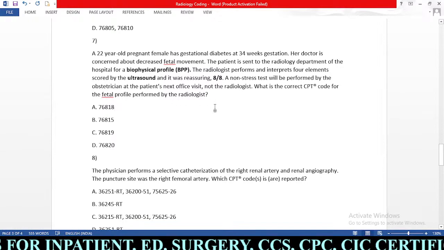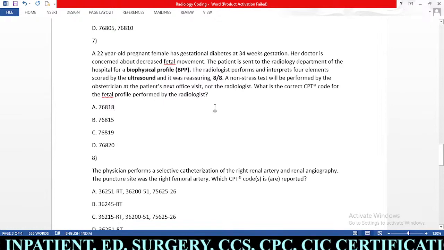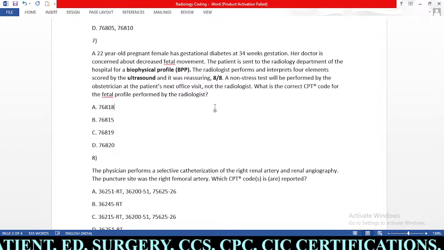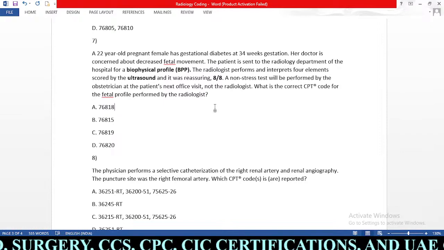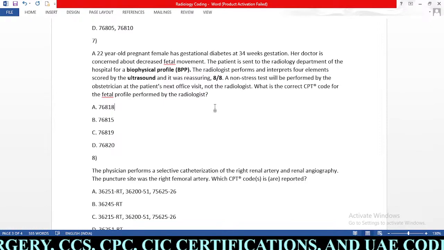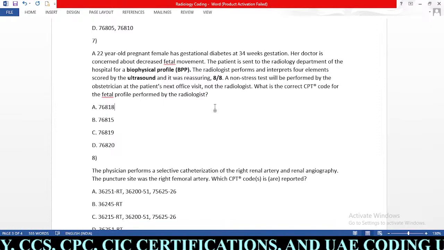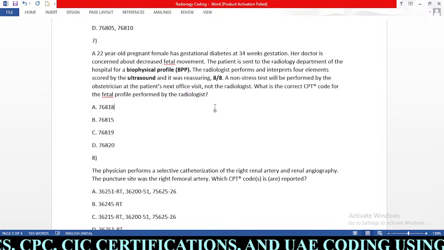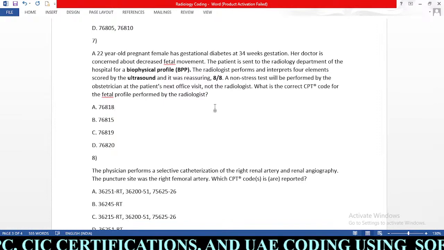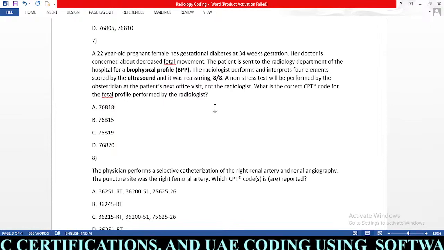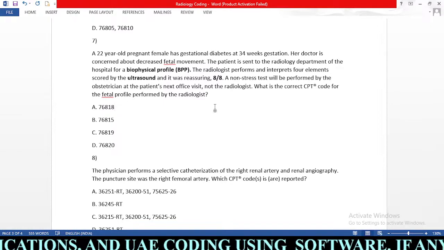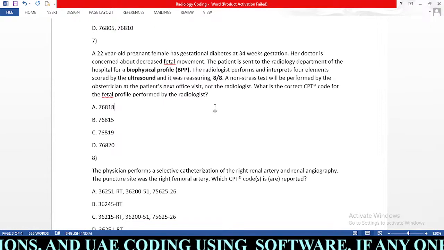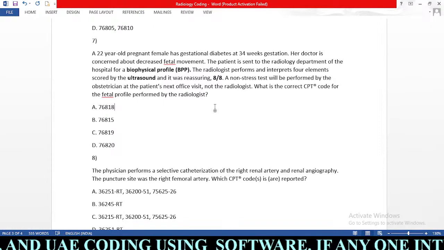So most of the people wrote the correct answer, which is 76819. We will check 76815 first. What is 15? Ultrasound pregnant uterus, real time with image documentation, limited. So 15 is wrong, because there is no biophysical profile mentioned in the code. So we will check 18 now.